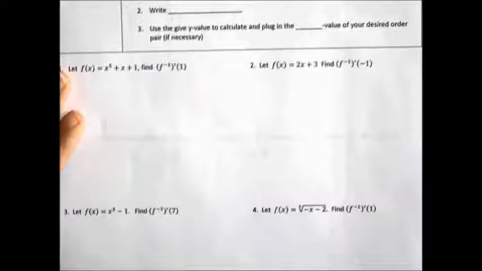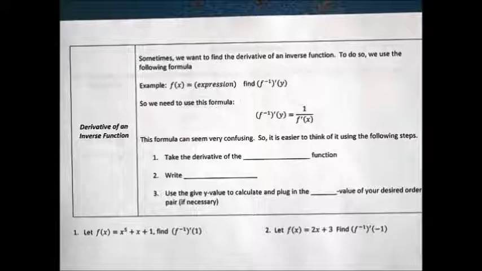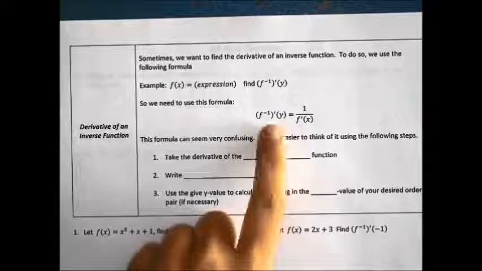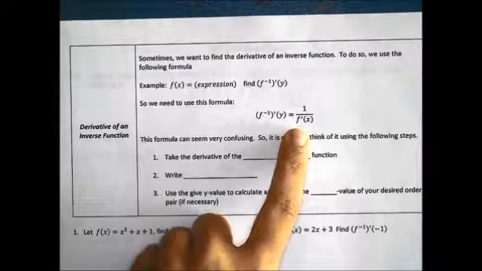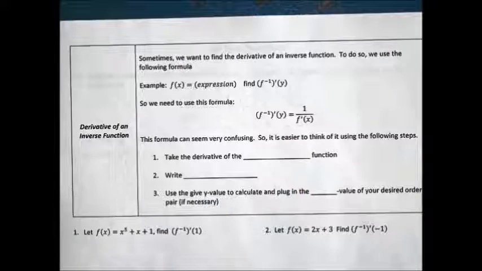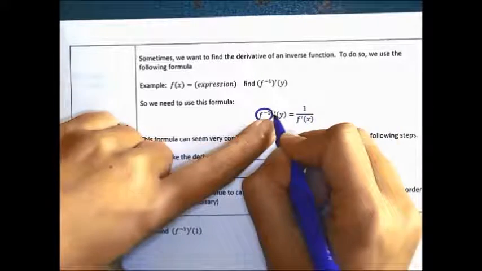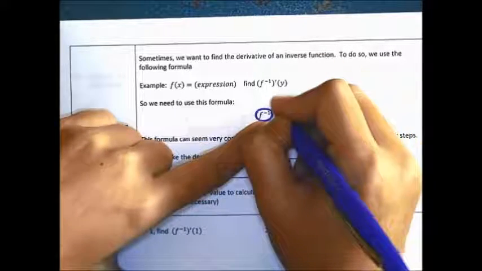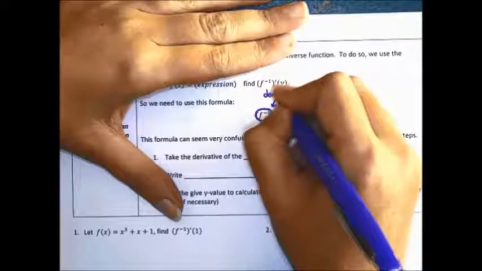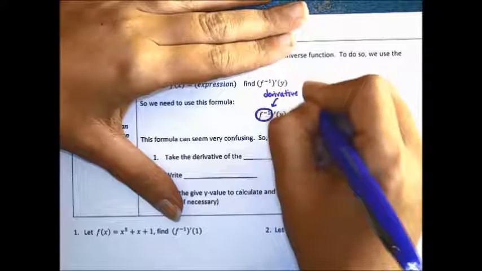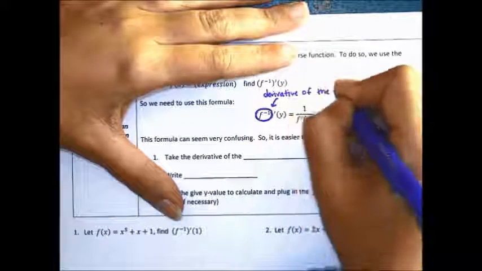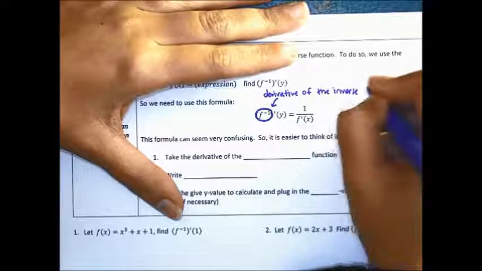Let's look at some derivatives now. Just like for implicit differentiation, there's a process that we follow for finding these derivatives. It's not about memorizing a formula. It's about following a process. The technical formula is this, which looks super complicated. So let's break it down. This means inverse. And then this means derivative. So take the derivative of the inverse function.